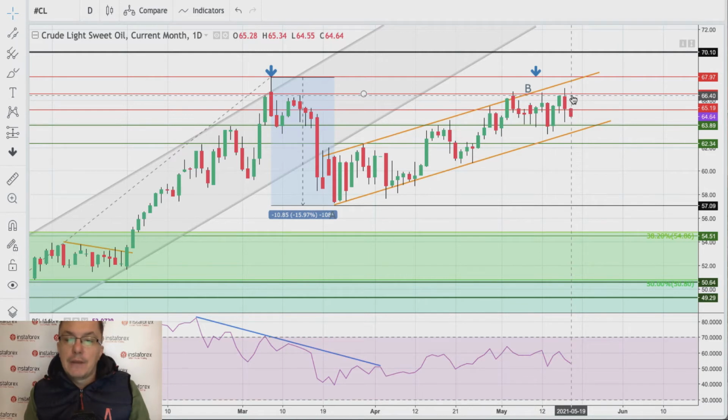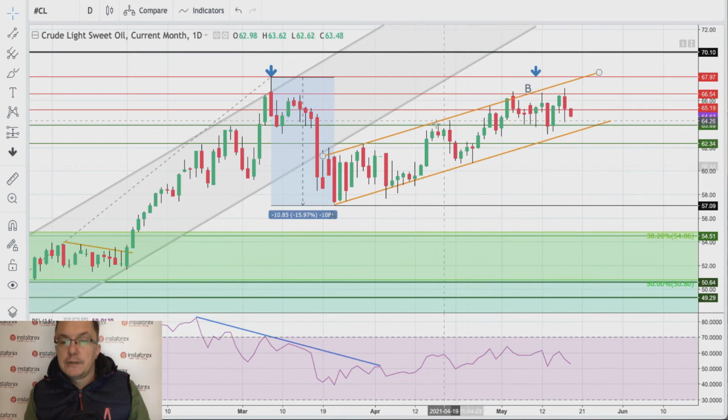We are still, however, trading inside of this short-term channel. This one we are out of. We are in this, of course, short-term channel, and as long as we trade inside of it, and there is no candle close below it, around 62.34, it still means that this move up is being developed.